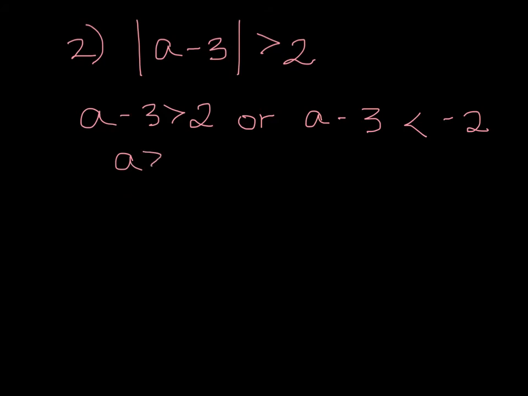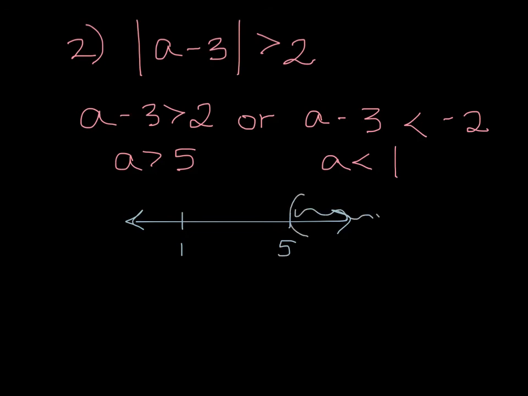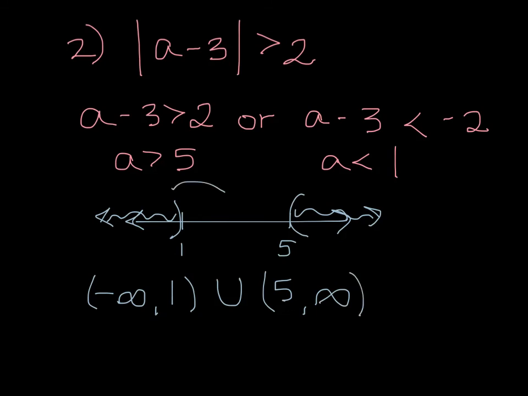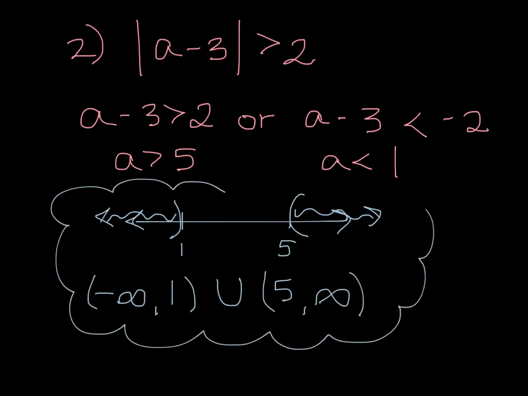Add my 3 over, I get a 5. It remains an OR problem. Add my 3 over, I get a 1. Now I'm ready to graph and shade. Since this is an OR problem, we're going to take all of the graph, whether it overlaps or not, we don't care. X is greater than 5 is in that direction. X is less than 1 is in that direction. And the way we would write this in interval notation is negative infinity to 1, union 5 to positive infinity. So in other words, all the set of numbers between negative infinity and 1 or 5 to positive infinity would be my solution.